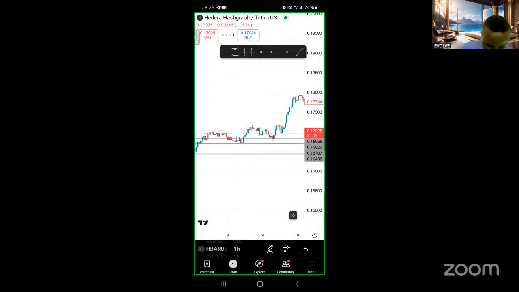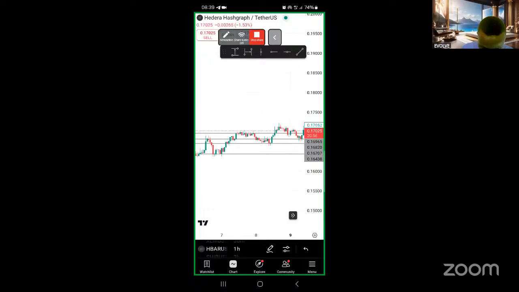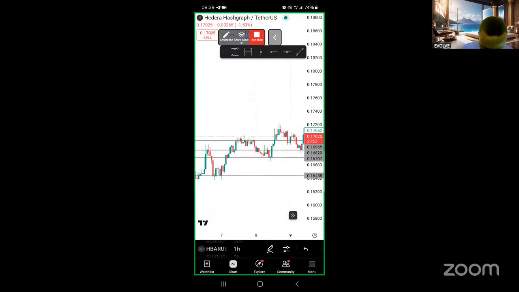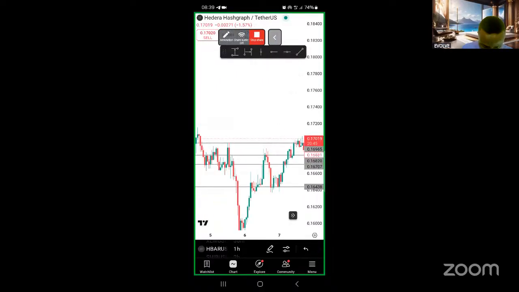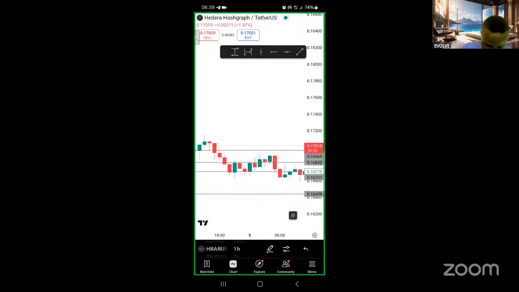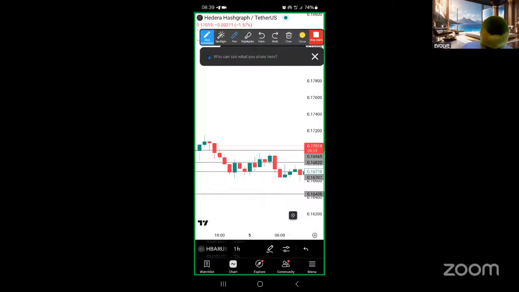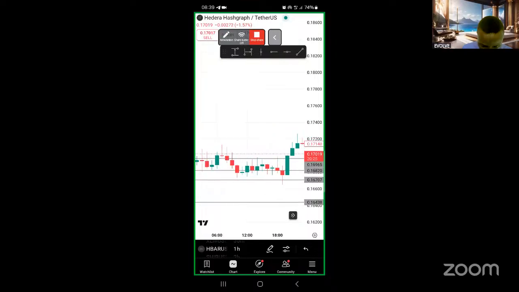Now let's look at support line number 3. Here it is. Number 3 we can see here. It repeats itself here. Still number 3. Here we go. We have another point of support. Proof. Still number 3.